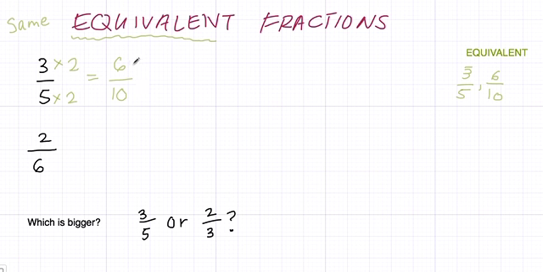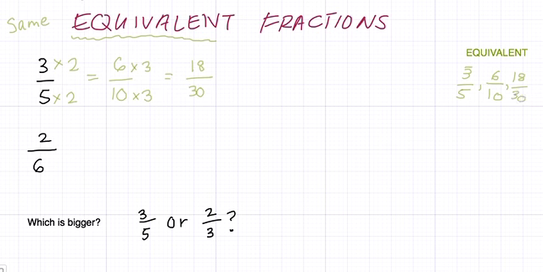So for example, again, you might want to maybe times this by 3. Let's find ourselves another equivalent fraction. Okay, 6 times 3 is 18 over 10 times 3, which is 30. So that means another equivalent fraction to the one we started with is 18 over 30. And you can keep doing that. I mean, you could go on forever.